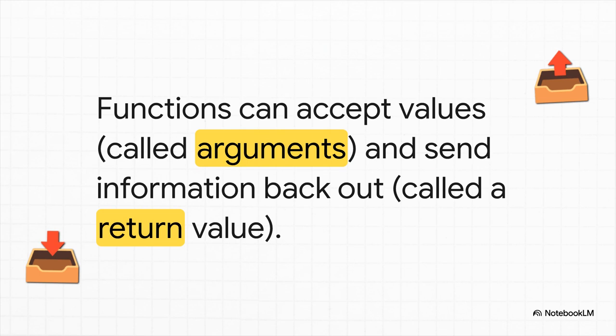See, functions get really flexible when they can accept data, which we call arguments, and give back a result, which we call a return value. That tax function isn't very useful if you can't tell it the price, right? So you pass the price in as an argument, it does its magic, and then it hands the final number back out. This input, process, output dance makes them incredibly powerful.